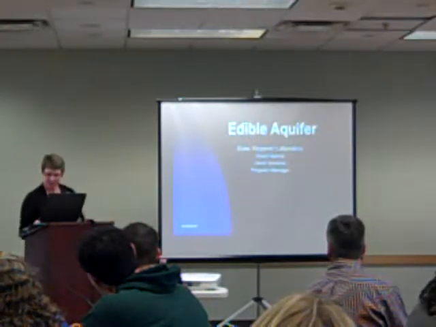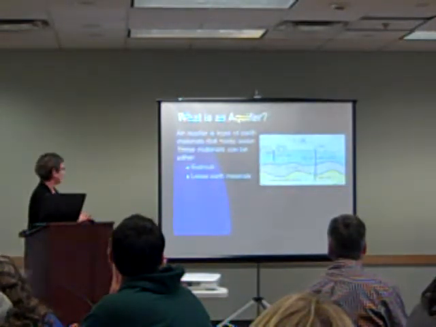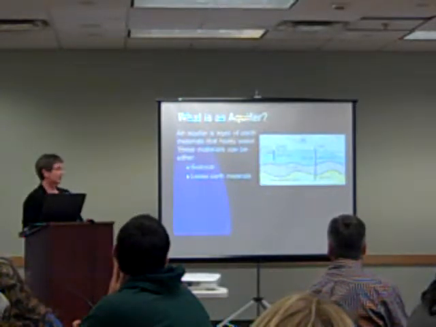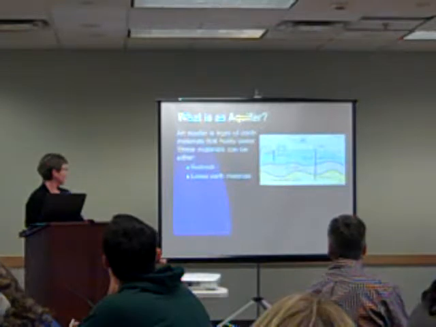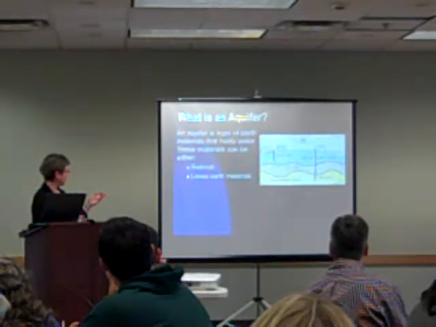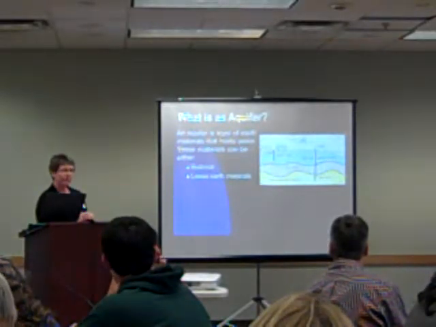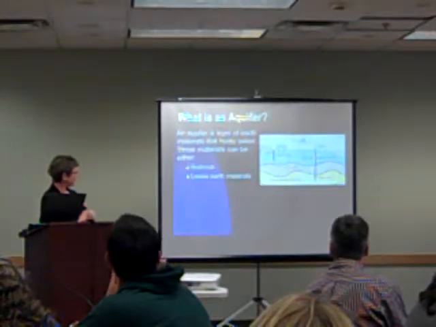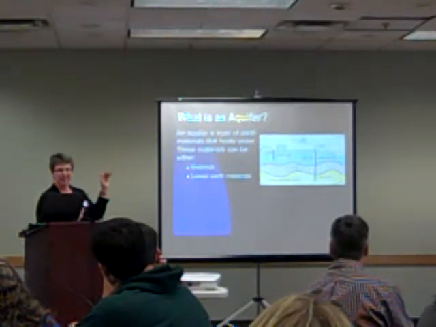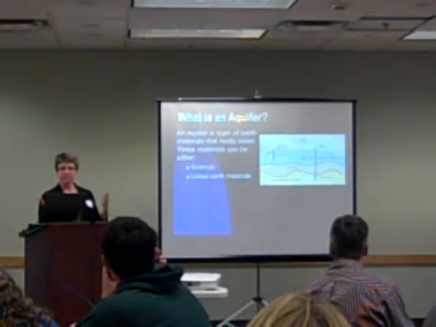So to start with, what is an aquifer? An aquifer is a layer of earth materials that holds water, and these materials can be either bedrock or loose earth materials. If you look at the diagram, the lower level is the porous sandstone aquifer, then you've got your clay layer, and then you have a sand and gravel aquifer.